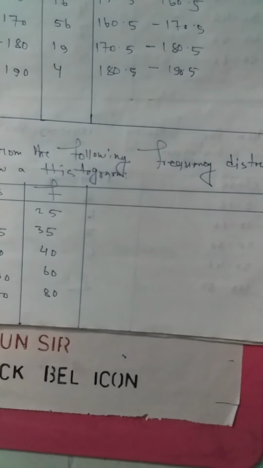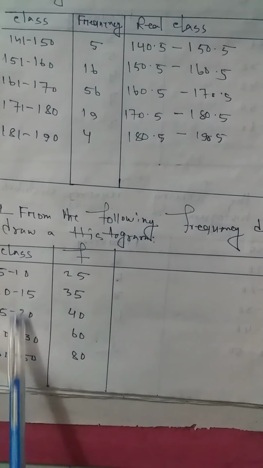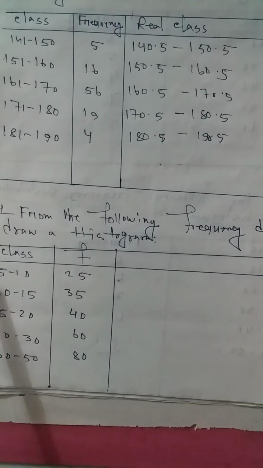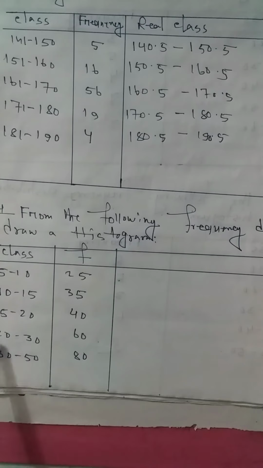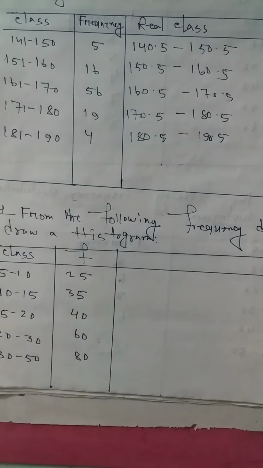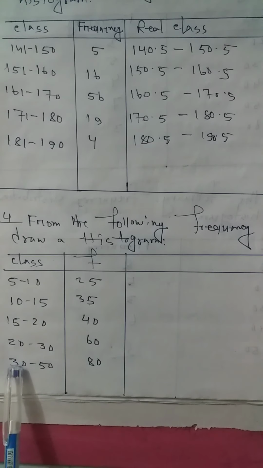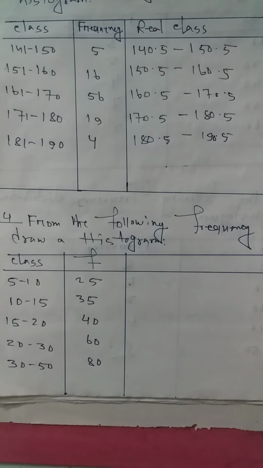Now solve question number 4. Follow the question carefully, dear student. For the following frequency distribution, draw a histogram. The classes given are 5 to 10, 10 to 15, 15 to 20, 20 to 30, 30 to 50. This is exclusive method but unequal class interval.